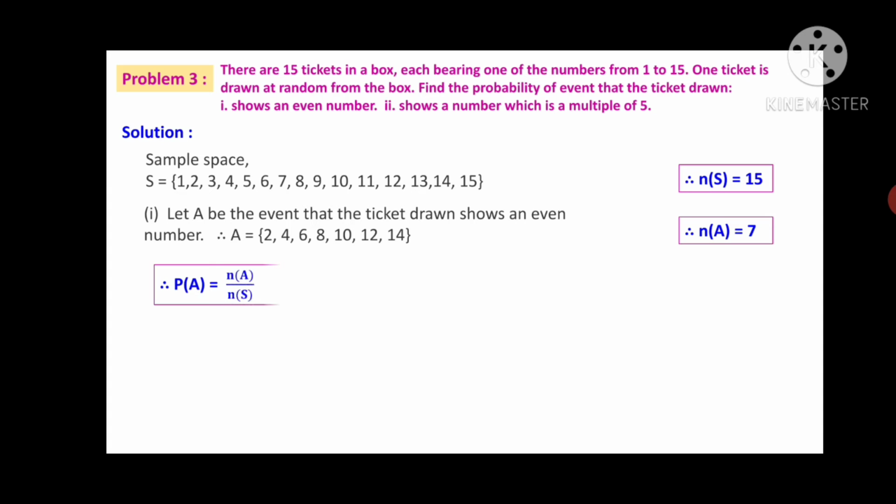Therefore P of A is equal to n of A upon n of S. Now substitute the values. Therefore P of A is equal to, n of A is 7 and n of S is 15. Therefore P of A is equal to 7 upon 15.